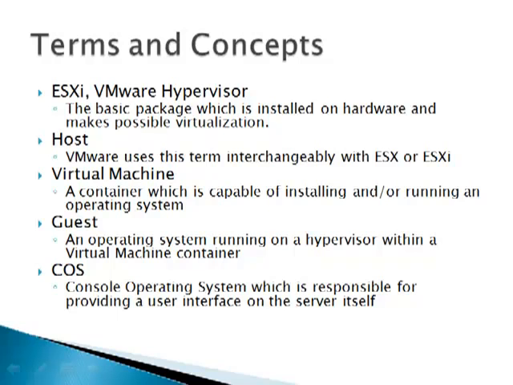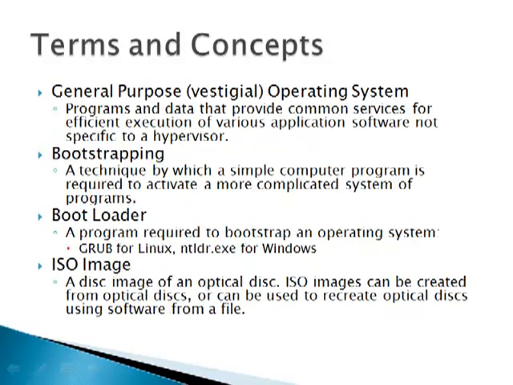COS, Console Operating System. This is the operating system or portion of the operating system which is responsible for providing a user interface on the server itself. On Windows, the COS is the shell called Explorer.exe. On Linux, it is usually a shell called Bash. General Purpose Vestigial Operating System. Basically, we're talking about Windows and Linux here.